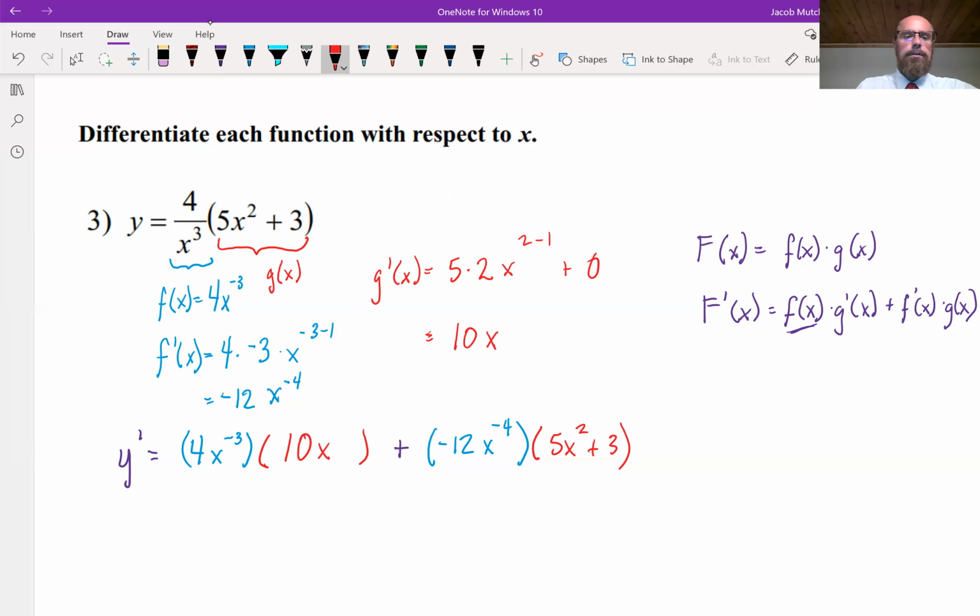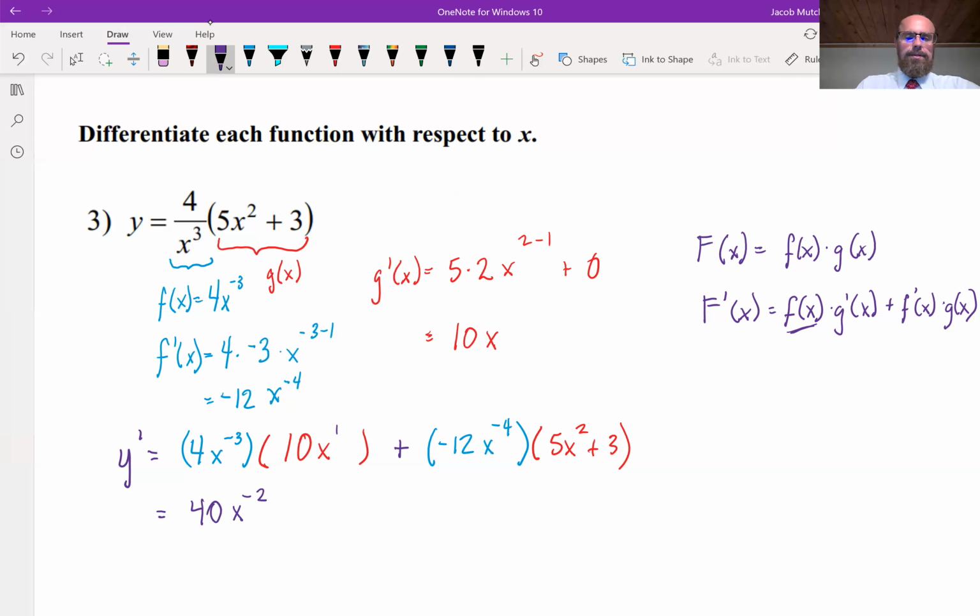So now what I can do is simplify and reduce. So I need to multiply these terms. So look in here, this is 4x to the power of negative 3 times 10x. So that's going to be 40. And then x to the power, I add those exponents. So negative 3 plus 1 is negative 2.